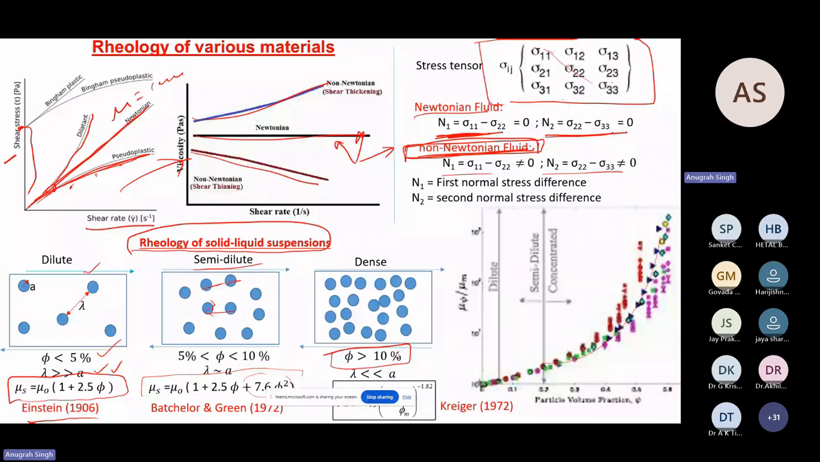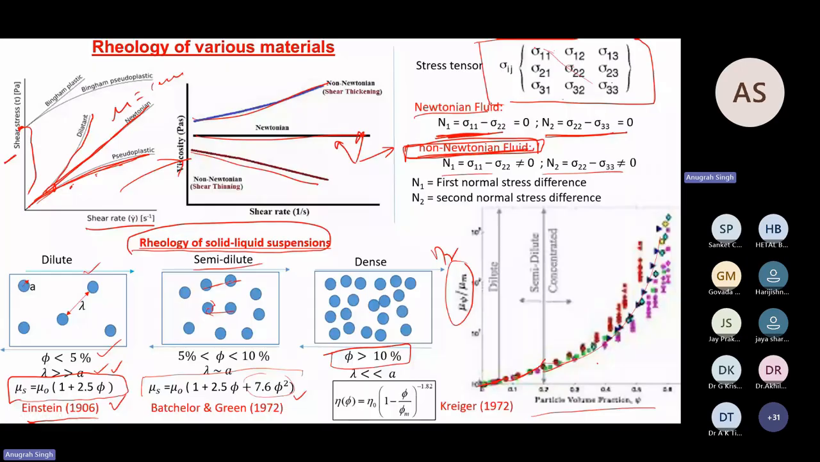But these are experimental data. You can see various kinds of suspension, with particle volume fraction plotted against eta r. Eta r is the relative viscosity, that is, the viscosity of the suspension divided by the viscosity of the fluid. For dilute suspensions you have a linear relation, fairly well predicted by Einstein. For semi-dilute, a slight phi squared dependence appears, predicted by the Batchelor and Green formula.